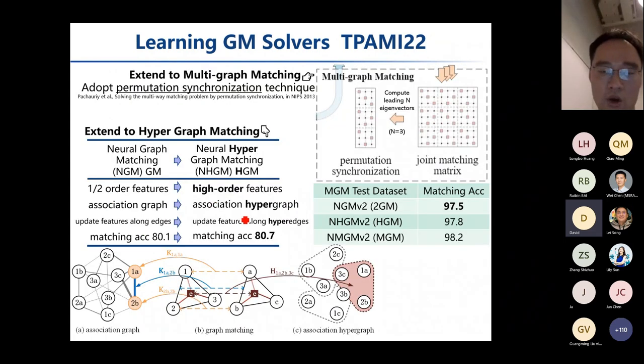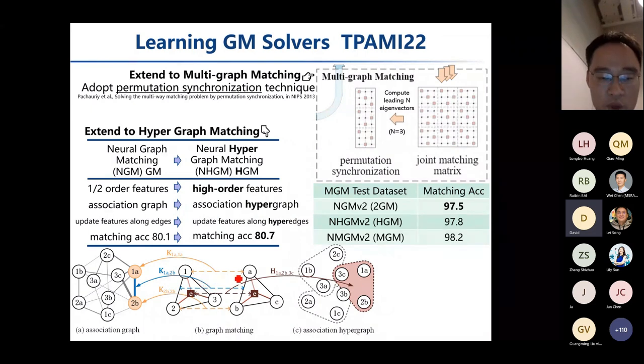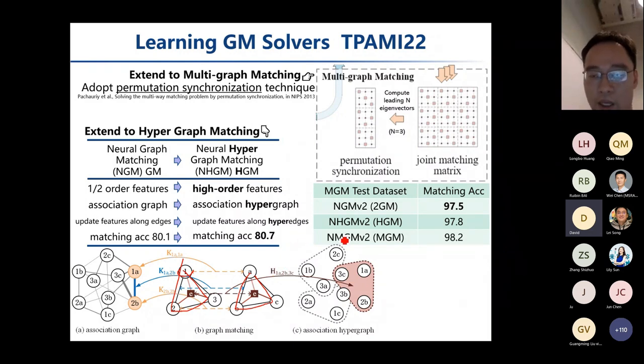We also adopt the GNN to do node embedding under the constraint. And we extend our work to consider the hypergraph, because in a hypergraph we have more than two nodes, like this hyperedge. This is a three-order hyperedge. So we also extend our work into hypergraph matching, and we get better and better results. This is our TPAMI work.